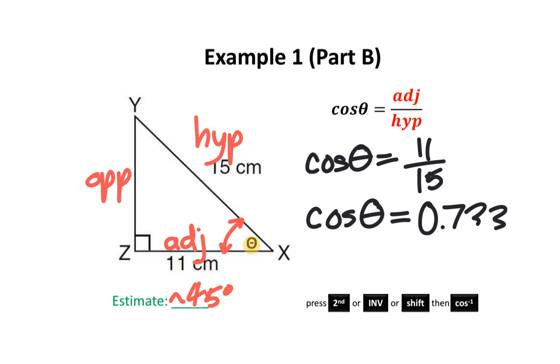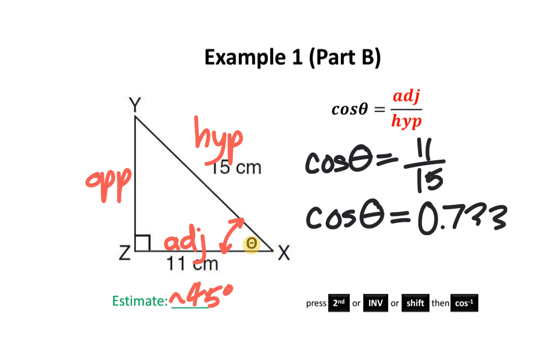Something doesn't look right. I estimated our unknown angle to be about 45 degrees, but I'm getting something extremely small. To change this number into something more reasonable, we're going to have to use a new button on our calculator. It's going to look like this. It's going to say cos with a -1 beside it. A scientific calculator will have this button, but with a phone, you'll likely have to turn your phone sideways. To access this button, you're either going to have to press the second button, the inverse button, or the shift button before finding this one.